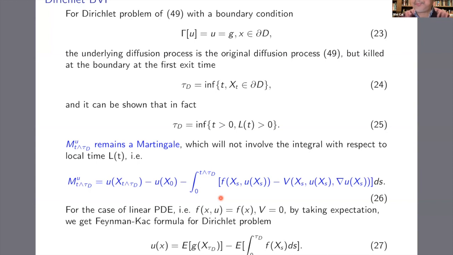It's simplified. If you take the expectation on both sides, you'll recover the Feynman-Kac formula for the solution at x. And so you can see that the Feynman-Kac formula is a very special case. It's just the expectation of this martingale.